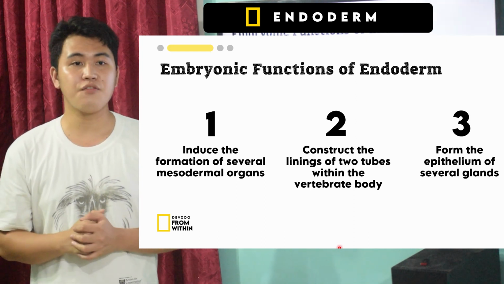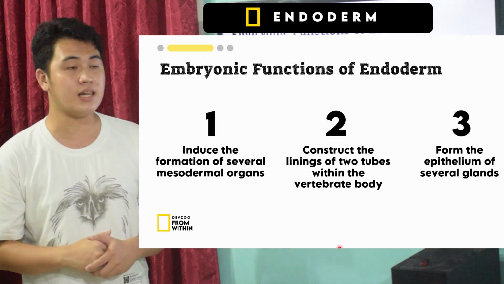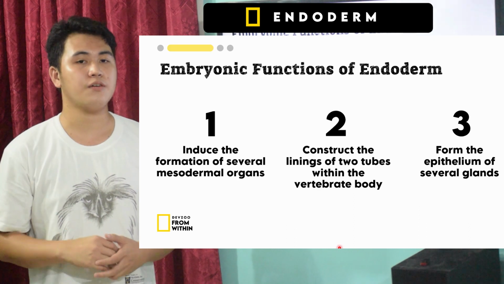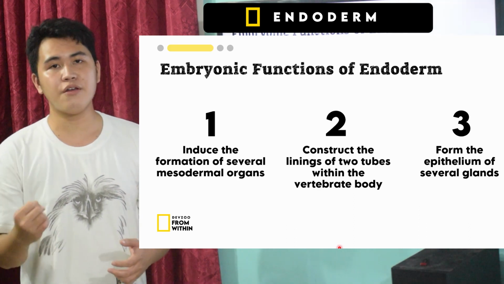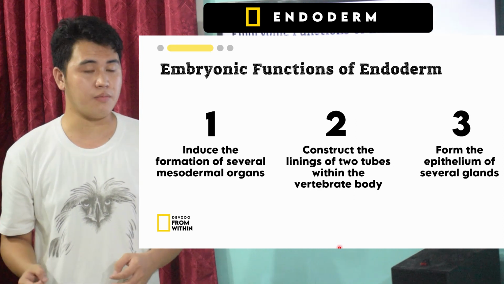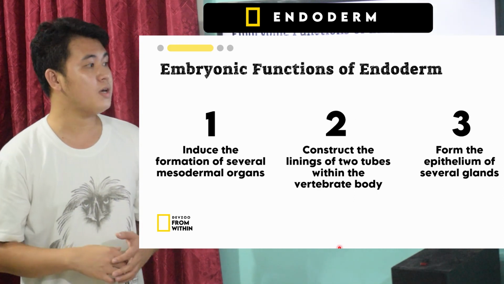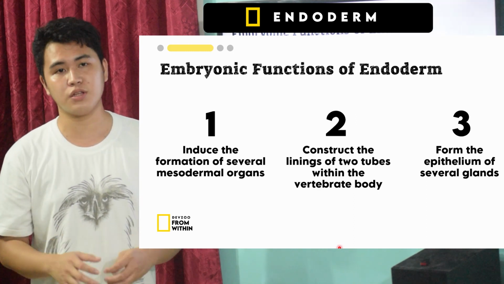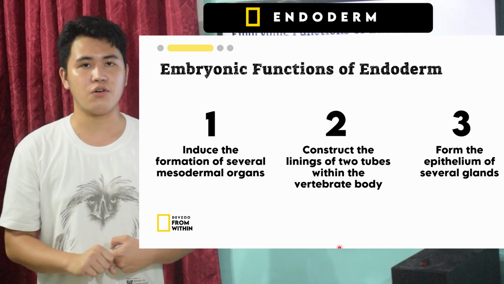So the first function of the endoderm is to induce the formation of several mesodermal organs. These are the formation of the notochord, the heart, the blood vessels, and even the mesodermal germ layers. The second function of the endoderm is to construct the linings of two tubes within the vertebrate body. So we have the digestive tube and the respiratory tube.